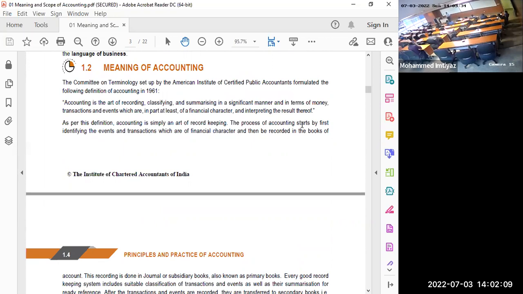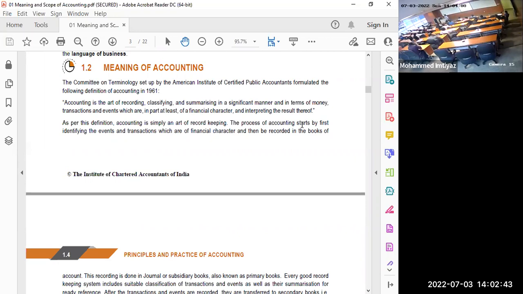Accounting is nothing but recording. Look at this: recording, classifying, summarizing the transactions which are at least in part of a financial character. Money or money's worth should be there. If such transactions are there in the business, we have to record, classify, and summarize them in the books of accounts. For what purpose? For the purpose of interpreting the result of the business. We can't just interpret without having the result. First we have a result, then we interpret. So this is a simple meaning of what is accounting.